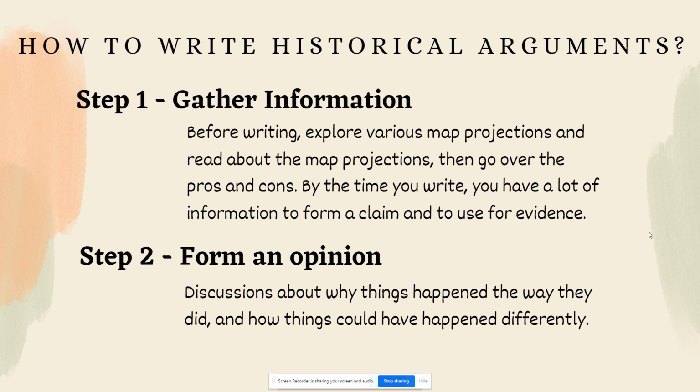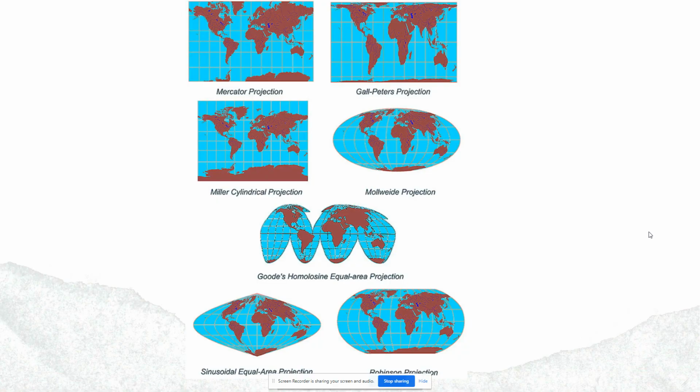How to write historical arguments. For example, writing an argument about the first mass in the Philippines. In order to have a strong argument, we need to gather information. Before writing, explore various maps and read about map projection. So this is an example of a map projection. Sailors commonly use the Mercator map projection to navigate.